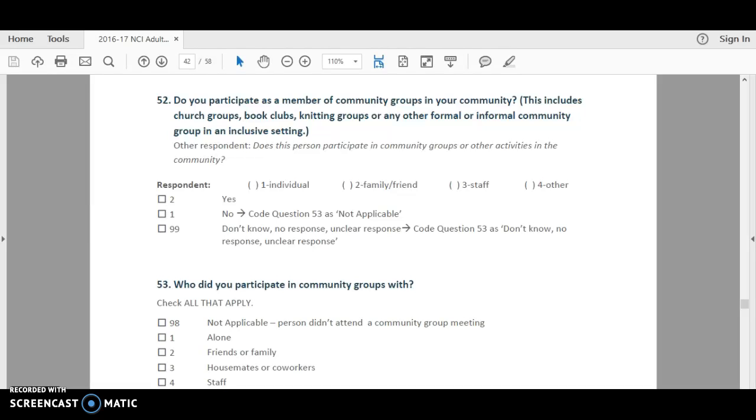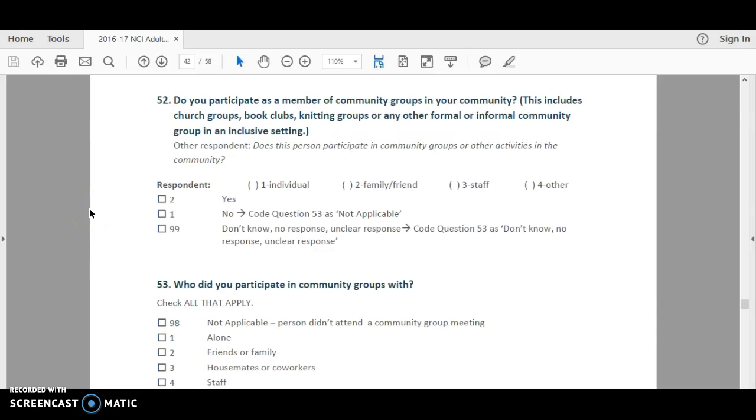This is a question that we added last year. This is any sort of formal or informal group that takes part in the person's community, as long as it is an inclusive setting. So it can be a church group, it can be a book club, it could be a pickup baseball game with a group of people in the community that the person typically does on Saturdays. So it doesn't necessarily have to have an awful lot of structure, but what we're looking for is that the person is really integrated into the community and the members at large.